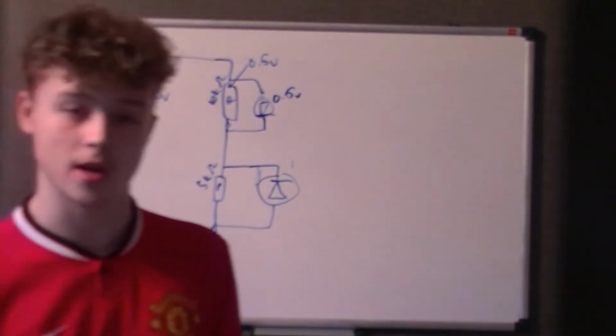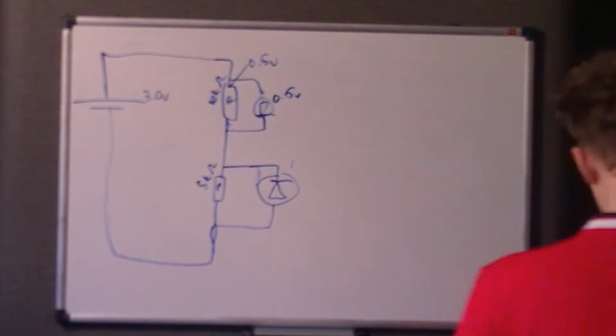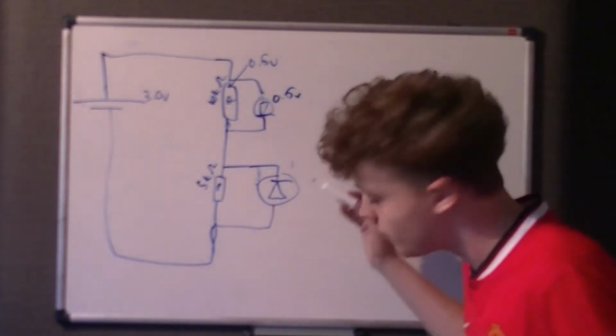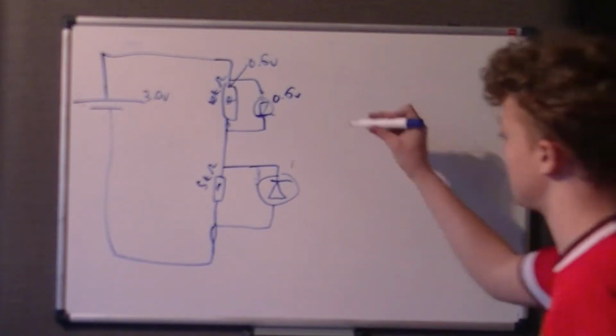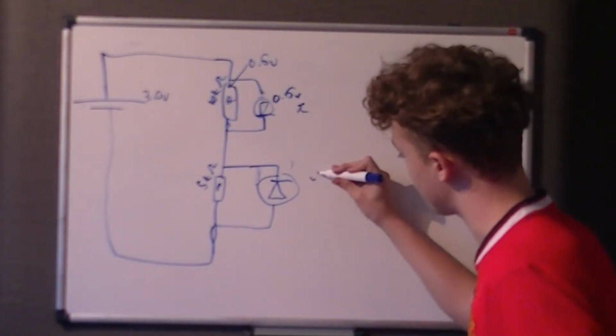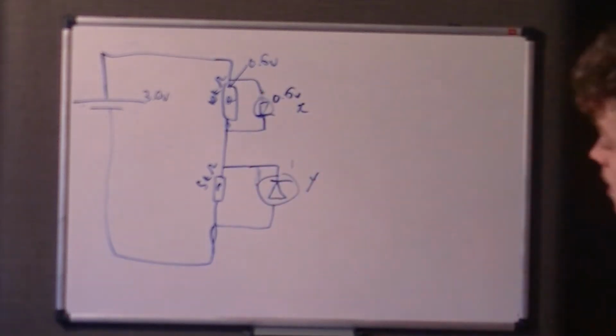Apart from it not being straight, and obviously yours will be, we notice that, is it labelled? Yeah, sorry, it's labelled these two X and Y diodes, and obviously P and Q.